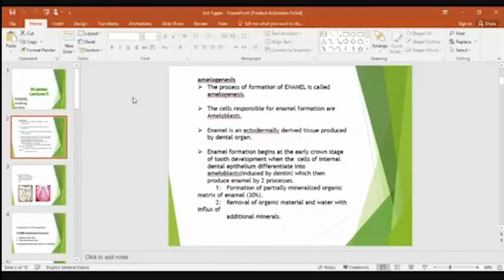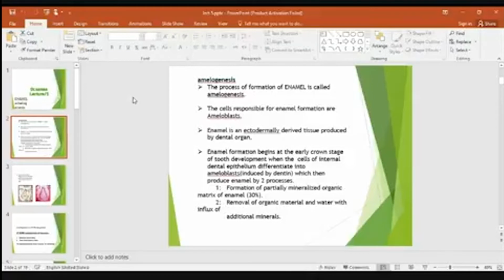Enamel is an ectodermally derived tissue produced by dental organ. Don't forget that the origin of enamel is ectoderm. Okay? And it is the production of the enamel organ or dental organ. Enamel formation begins at the early crown stage of tooth development, when the cells of the internal dental epithelium differentiate into ameloblast induced by dentin. I want you to focus on this line. At the start of beginning or formation of the dentin, we called it predentin. The inner enamel epithelia differentiate into ameloblast, which then produce enamel by two processes.